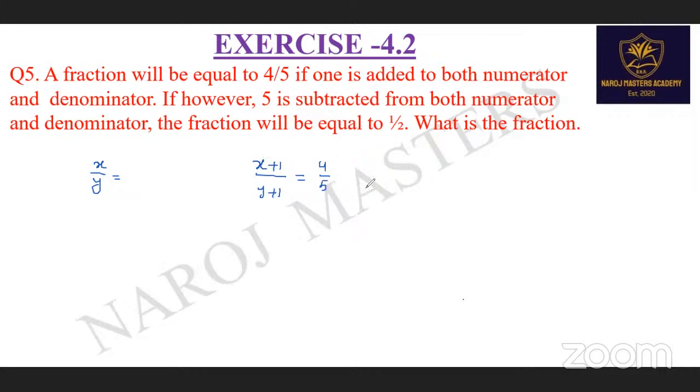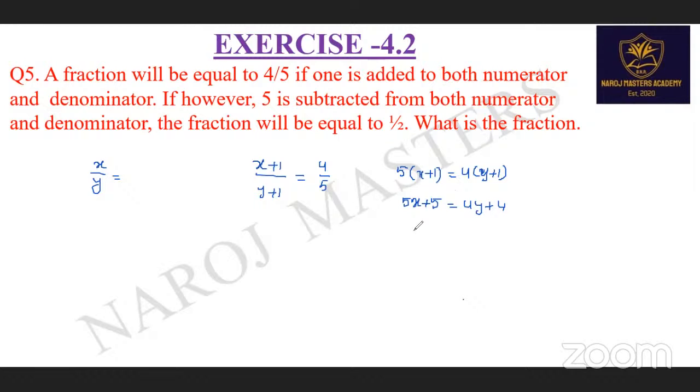And do the cross multiplication here. So 5 into x plus 1 is equal to 4 into y plus 1. So this is 5x plus 5 is equal to 4y plus 4.